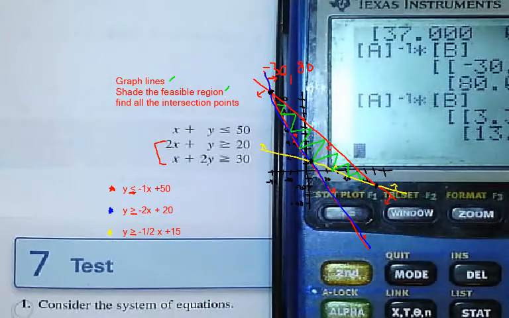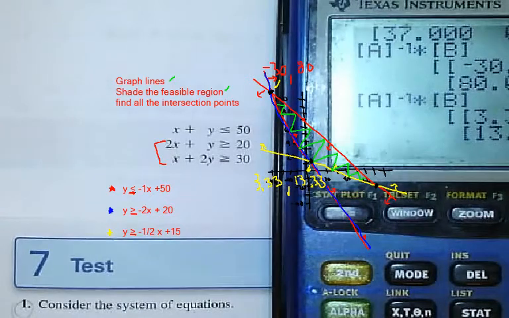So this corner right here, where's my color? I want this color. This corner right here is 3.33, comma, 13.33. I think that's this point right there. So we found this point, and that point. We just have to find one more.